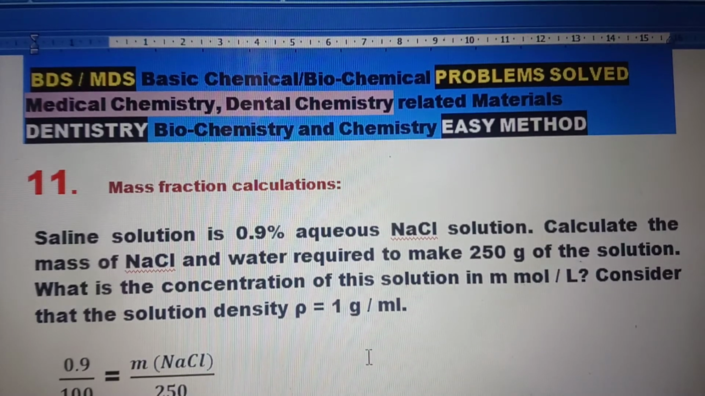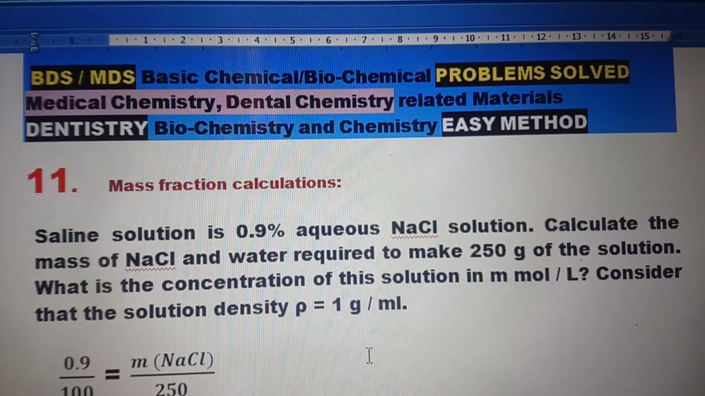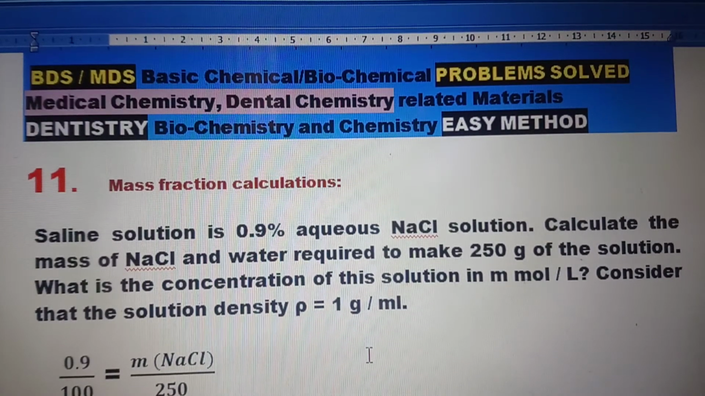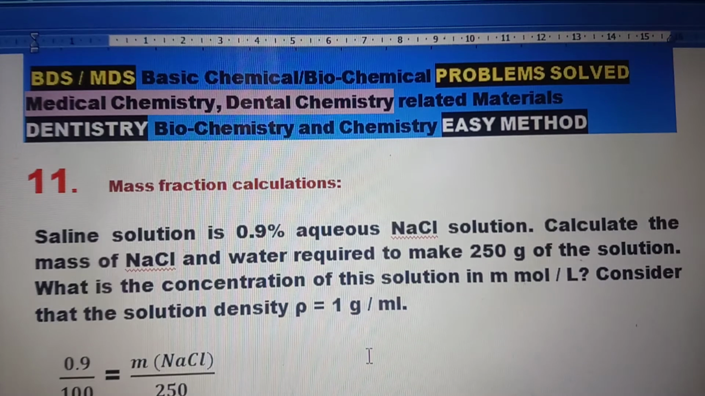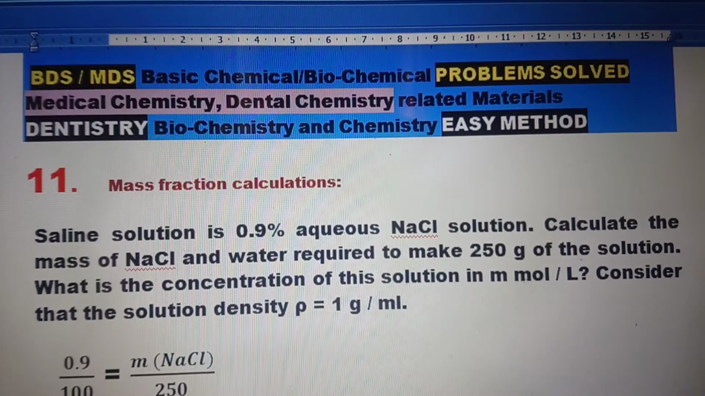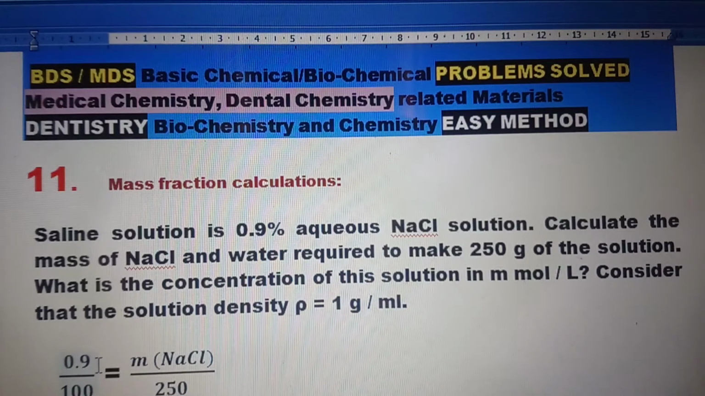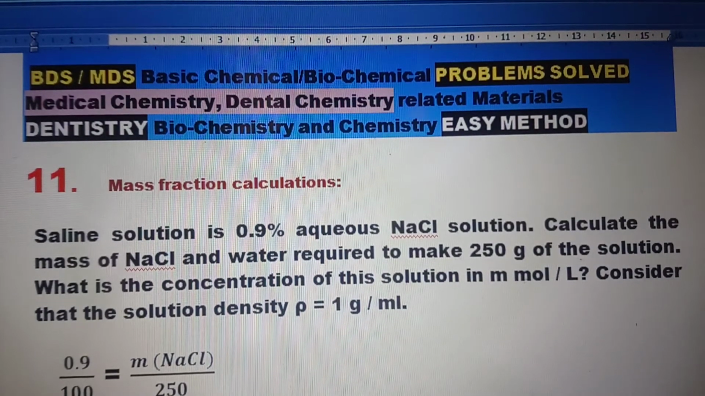We can assume that 1 milliliter of the solution is equal to 1 gram. Then from this question itself, it is clear that 0.9% means 0.9 divided by 100, out of 100, 0.9 gram. And that will be equal to the mass of sodium chloride out of our 250 grams of the solution. Therefore, 0.9 divided by 100 is equal to the mass of sodium chloride divided by 250. Cross multiplication, we will get the mass of sodium chloride is equal to 0.9 times 250 divided by 100, which is equal to 2.25 grams of sodium chloride.